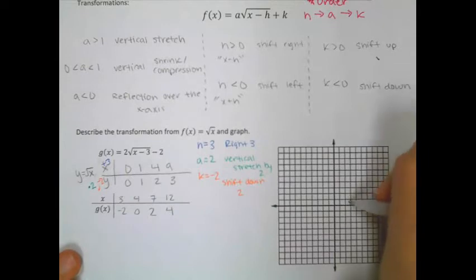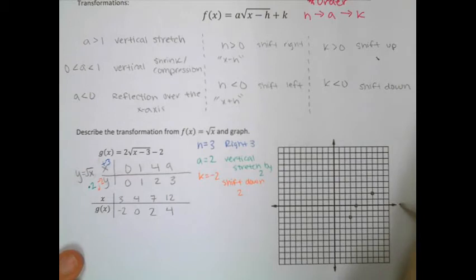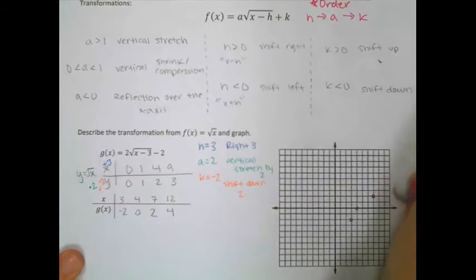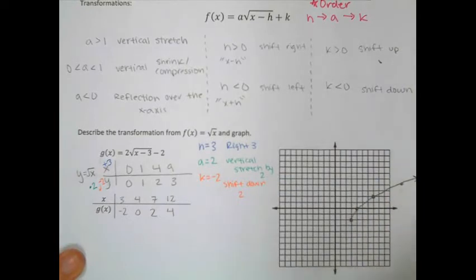And then we graph them. We go to 3, negative 2, 4, 0, 7, 2, and then 12, which is just slightly out, 4. Oops, 4 is a little bit higher. And there is our new graph of g of x.